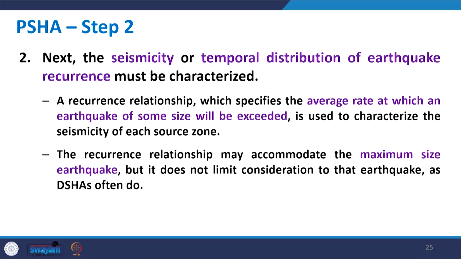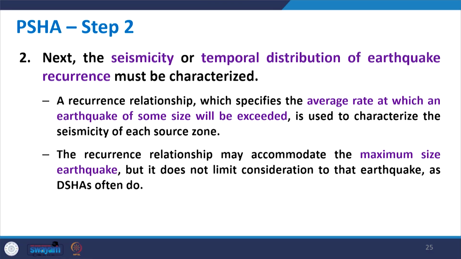Now, in the second step, the seismicity or temporal distribution of earthquake recurrence must be characterized, and in this case a recurrence relationship, which specifies the average rate at which an earthquake of some size will be expected, is used to characterize the seismicity of each source. So, what is the rate at which an earthquake at some site is expected? That is also included here in this system.